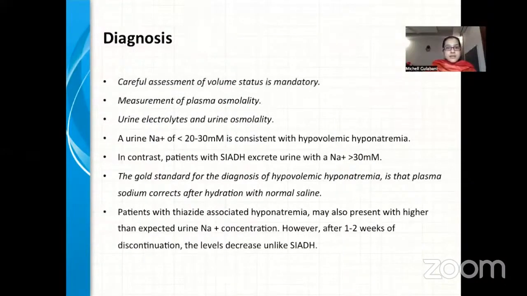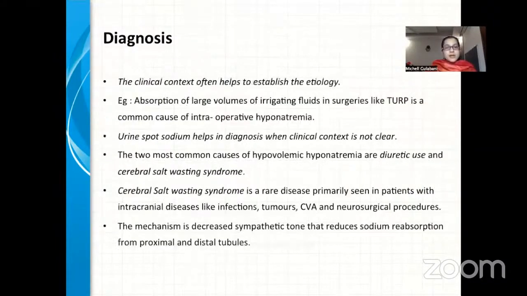So diagnosis is based on careful assessment of the volume status, measurement of plasma osmolality, urine electrolytes, and urine osmolality. The gold standard for the diagnosis of hypovolemic hyponatremia is that the plasma sodium will correct after hydration with normal saline because the cause is hypovolemia. So the clinical context often helps us to come to the diagnosis of the etiology. And the two most common causes of hypovolemic hyponatremia are diuretic use and cerebral salt wasting syndrome. And CSW, or this syndrome, is seen in neurosurgical patients post-infections, tumors, or procedures.